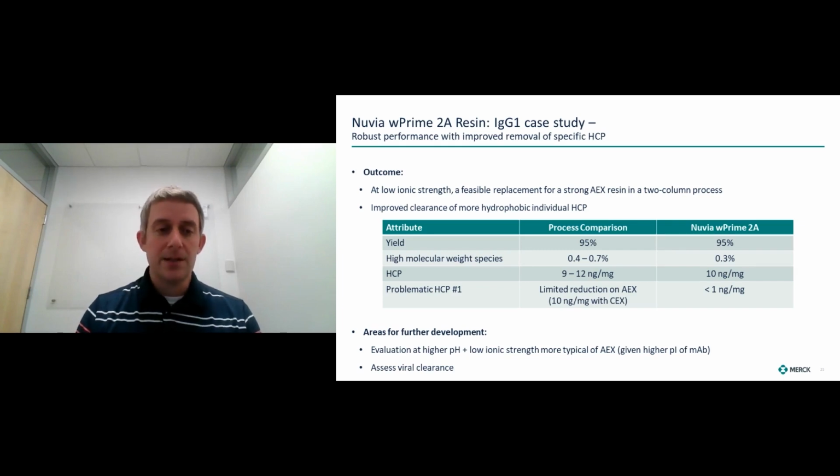And I think there would be some area for further development here if we were to screen further, looking at higher pH and lower ionic strength. So we pushed up to pH 7. There's potential that we could go a little bit higher here given the pI of this mAb. And it'll be a bit of a recurring theme, but we would be interested in assessing viral clearance.